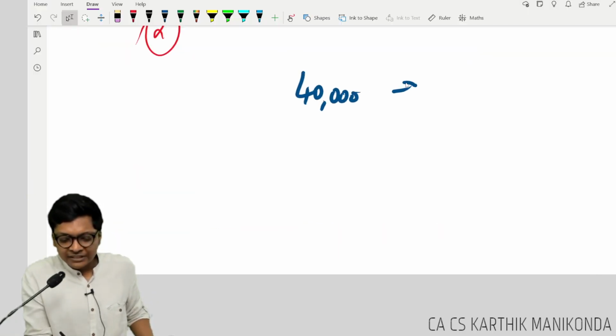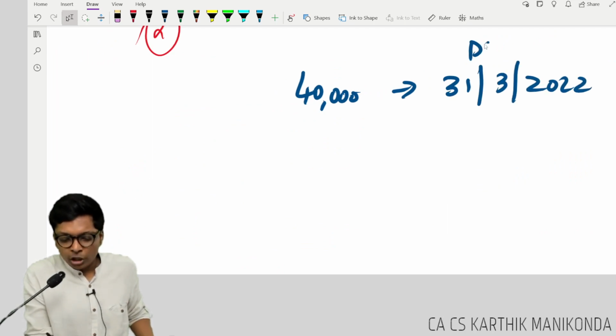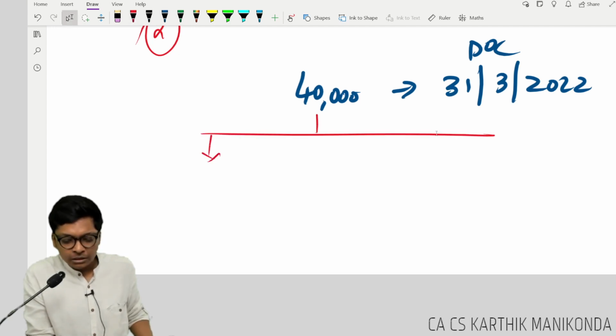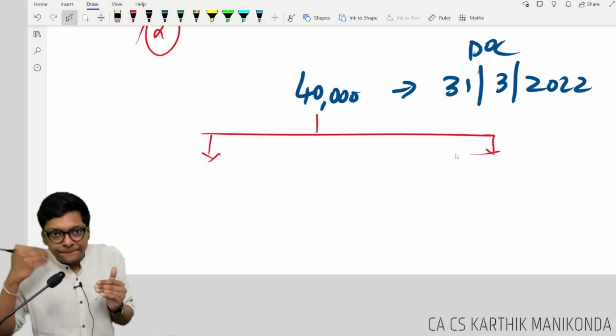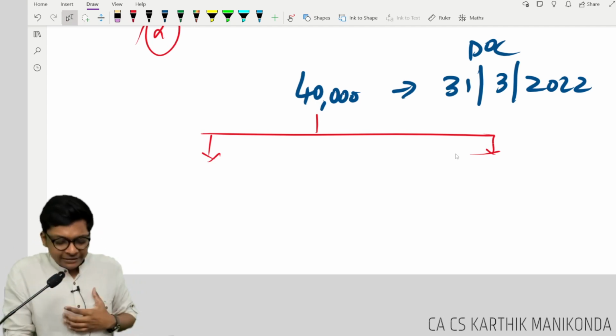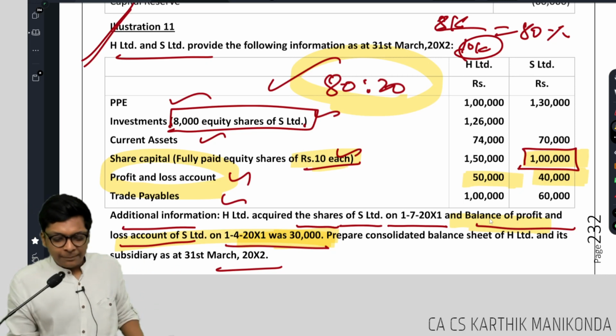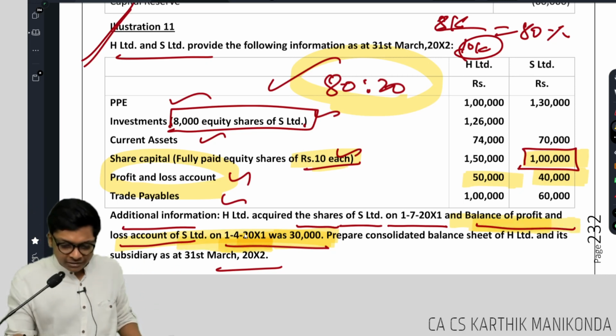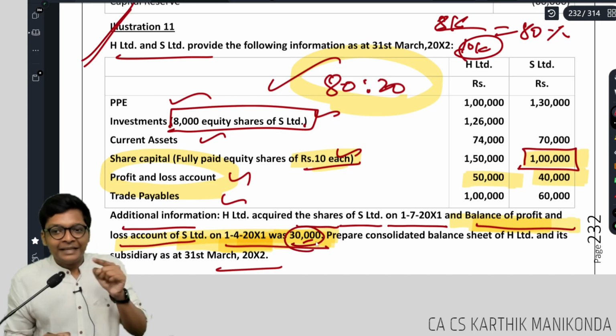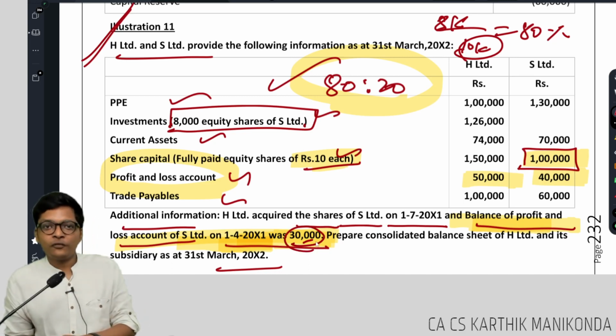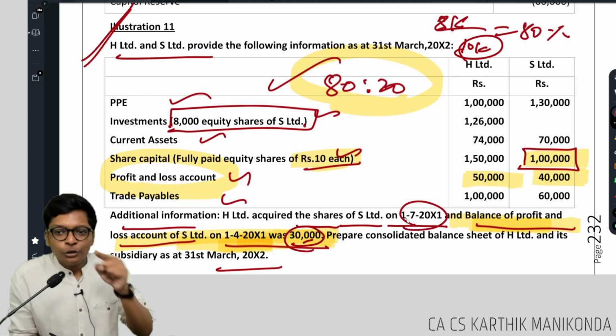40,000 on which day? 2022, which is my date of consolidation. Now this I have to split as what was pre, what was post. In question he itself gave. Correct? Look at this. Balance of profit and loss account on that 1st April. Look at this. On 1st April was 30,000. Are you following, guys? It's not 1st July.